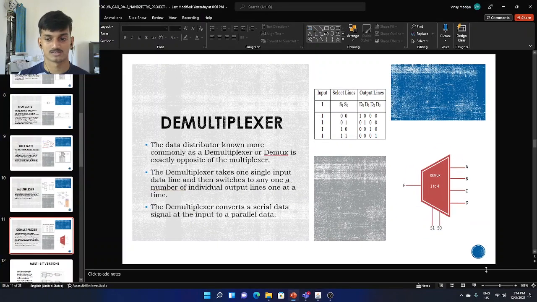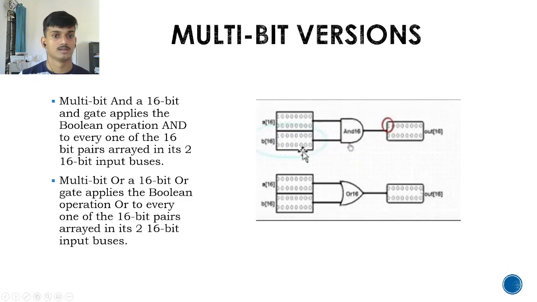Moving on to the next thing, that is the multi-bit versions. Multi-bit AND is a 16-bit AND gate that applies the Boolean operation AND to every one of the 16-bit pairs arrayed in its two 16-bit input buses. A multi-bit OR, a 16-bit OR gate, applies the Boolean function OR to every one of the 16-bit pairs arrayed in its two 16-bit input buses.